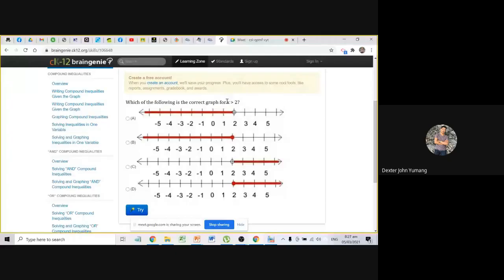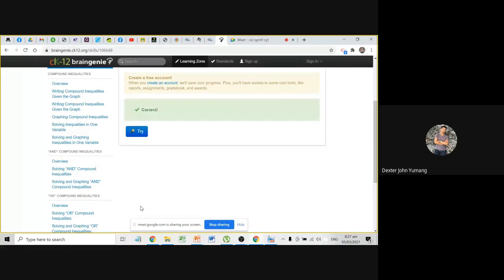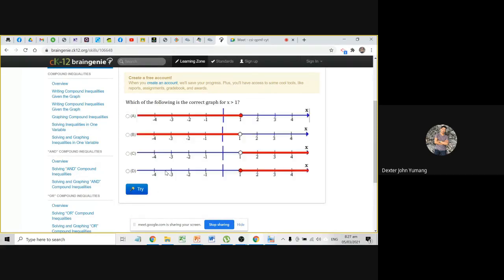Similar to what I'm doing, like this. X is greater than 2. Greater than, so therefore, ang circle natin hindi shaded. And greater than, saan papunta ang arrow? To the right. Kasi nga po, greater than ang kanyang symbol. Sundin lang po yung arrow ng greater than. So therefore, that is the answer. Letter C. Then you click try. Okay, the answer daw is correct. Ganun lang po yan.